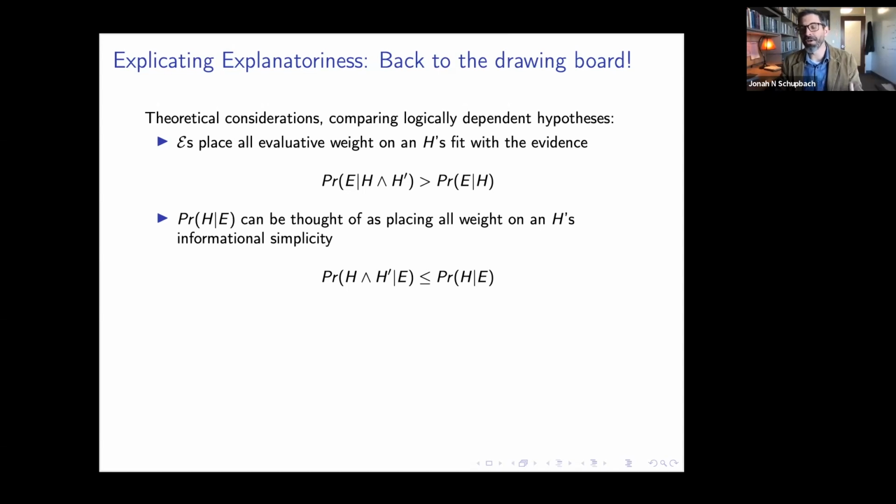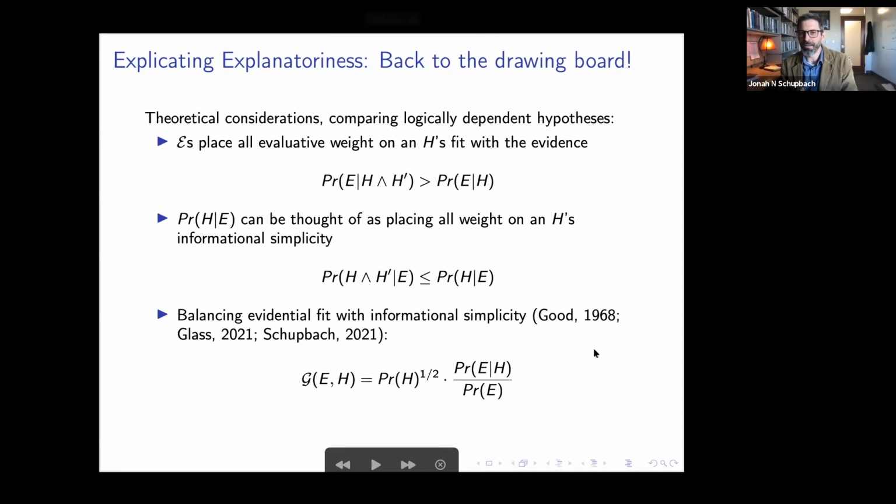And both of these considerations are truth-tropic, are truth-conducive, are alethic. If we want to hit the truth, we don't just want to fit the evidence, but we also want to say as little as possible. Because the more we say, the more chance we have of saying something false. Okay. So how can we cut a middle path between these two?